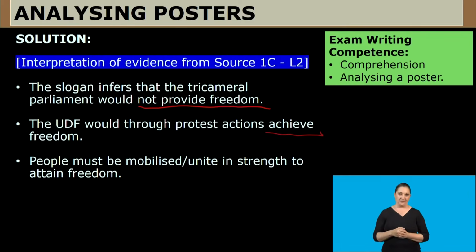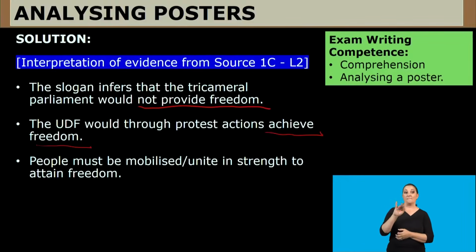Now you can see that the word freedom keeps appearing because it is the word that is there in the source when it says forward to freedom. Another possible solution is people must be mobilized or they must unite in strength to attain freedom. All these possible solutions or answers to this question have the word freedom in them to show you that you have to make that link between what is said in the source and the response that you are going to give to show your own understanding of the source or interpretation of the source.